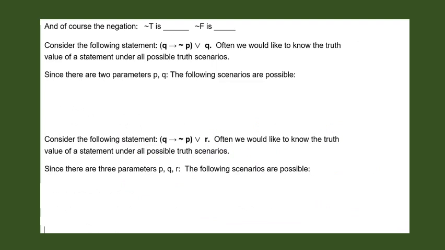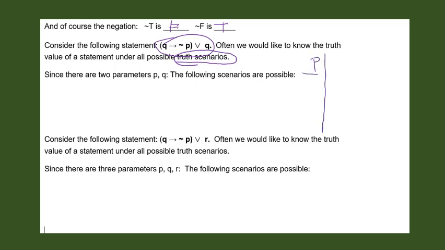Now, the negation of true is false. The negation of false is true. Now, this particular snapshot is about truth tables. Well, if you have a statement, for example, this statement here, often we'd like to know when this statement is true or false. That is, what is the truth value of this statement for all possible truth scenarios? What do we mean by truth scenarios? Well, since this has two parameters, P and Q, the following scenarios are possible.